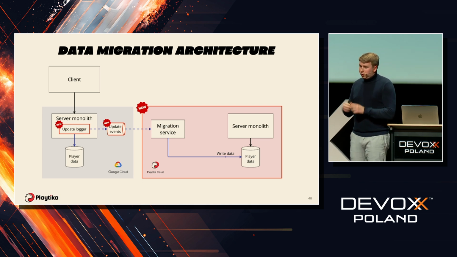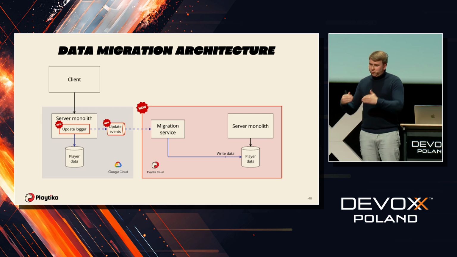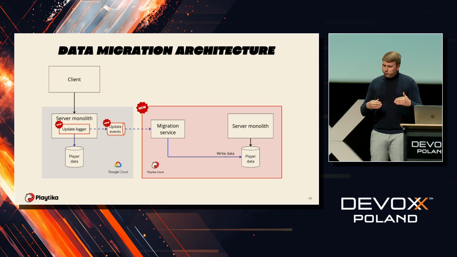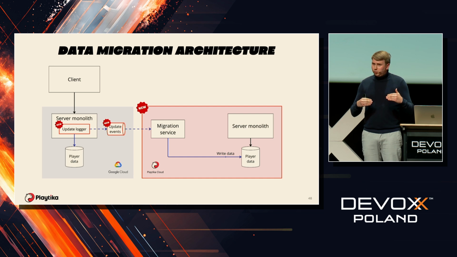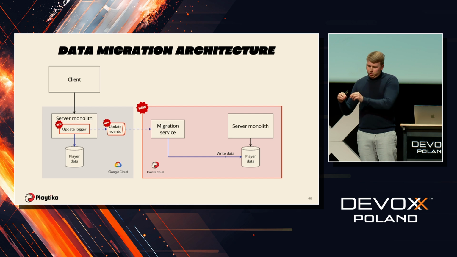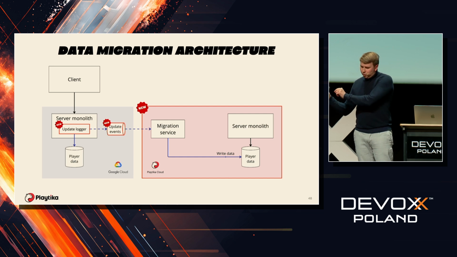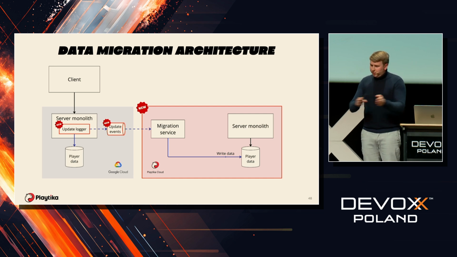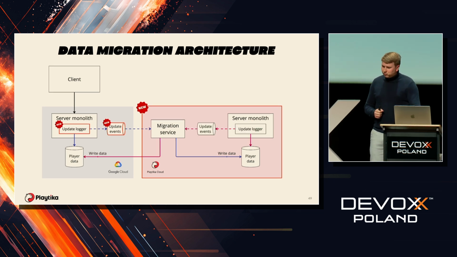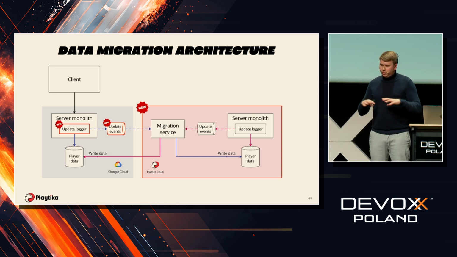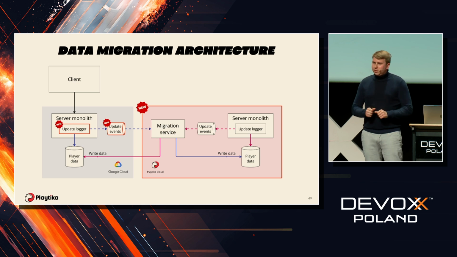So we created a migration service which consumes the data from the Google Cloud. And inside the server monolith on the Google Cloud, we've put an update logger. So anytime we change some data structure, we write into the database. We also write those events into the update events queue, which is consumed by the migration service and then stored in the Playtika Cloud database. So whenever we are writing to the Google Cloud, we synchronize this data to the Playtika Cloud. And we implemented the reverse process. So we created kind of a dual write system. We can write to any data center, and eventually the data will be synchronized to the other.